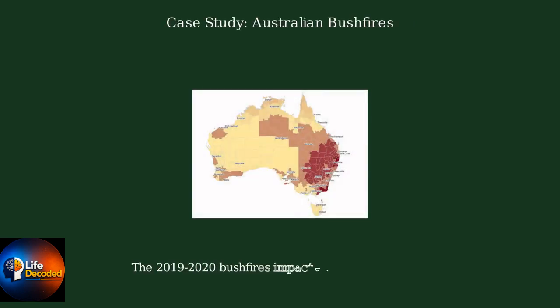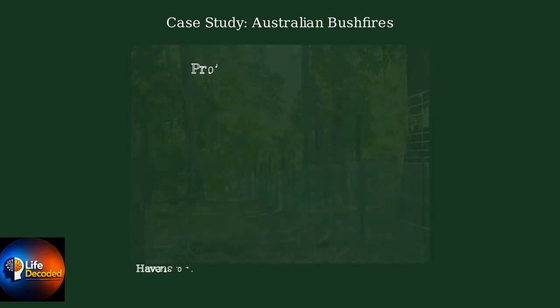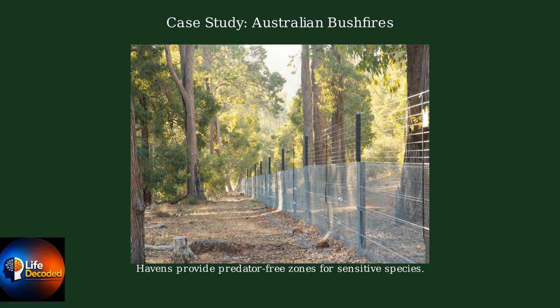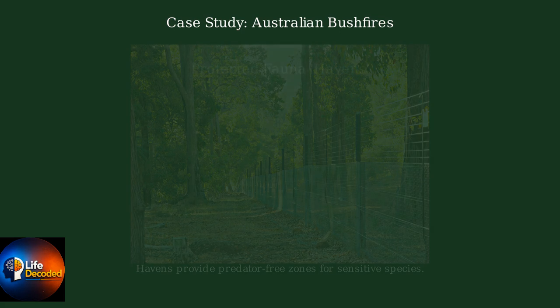The 2019 to 2020 Australian bushfires were catastrophic, impacting millions of hectares. Monitoring the recovery became a global priority for ecological health. A crucial strategy was the establishment of protected fauna havens. These fenced, predator-free zones provide a vital lifeline for sensitive marsupial populations struggling to rebound.